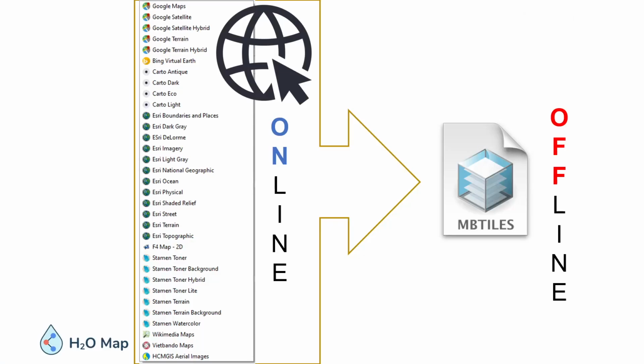Obviously, these images come from an XYZ source, or WMS, like the ones we already know, and which is connected to the internet. In QGIS we will do an operation to generate an MBTiles from this XYZ source. The result will be a file that we can copy to our mobile device to work offline.